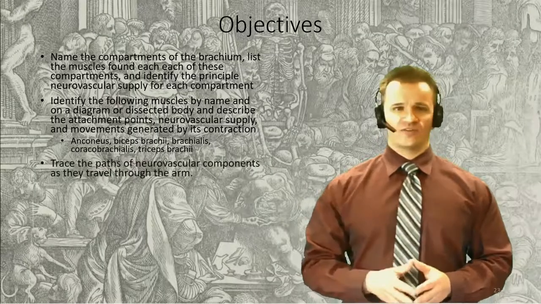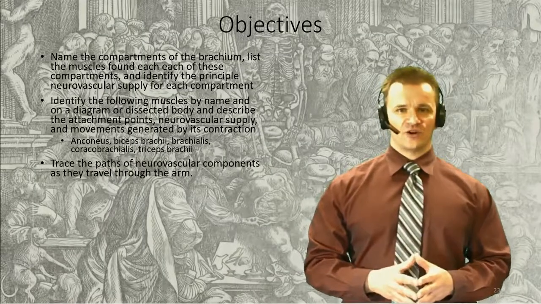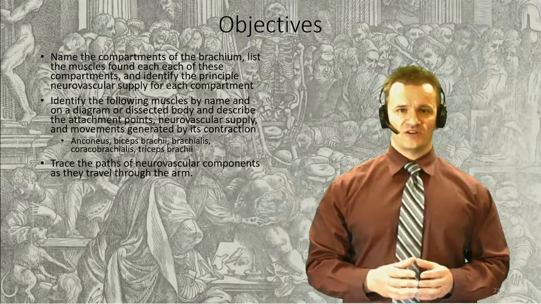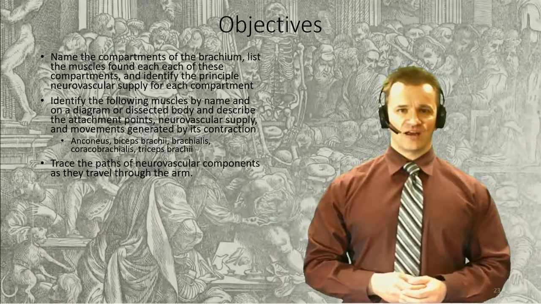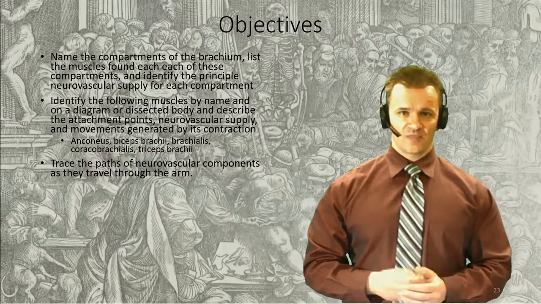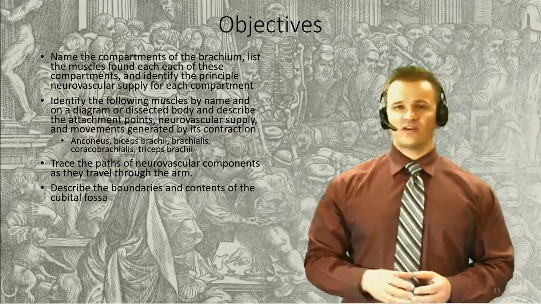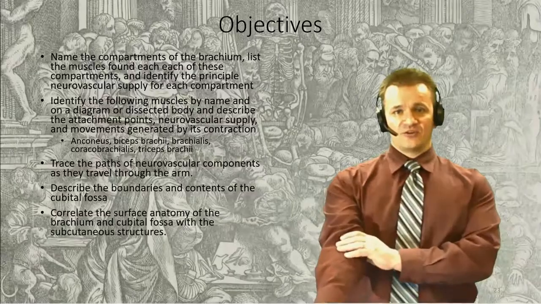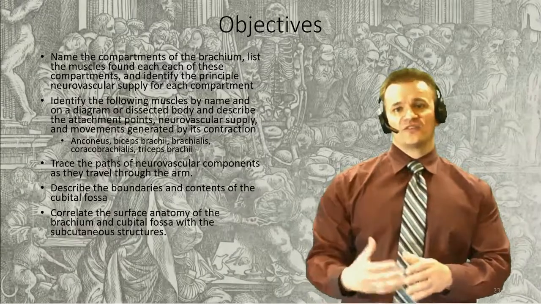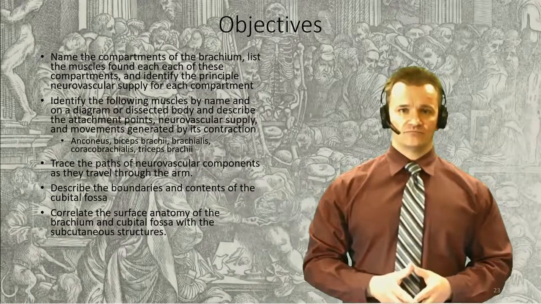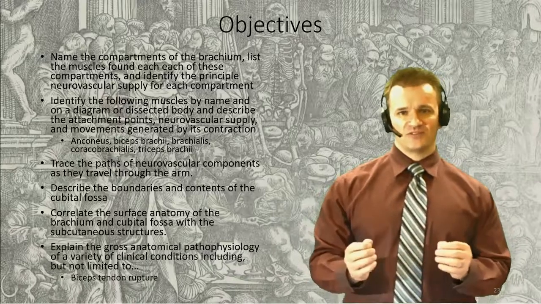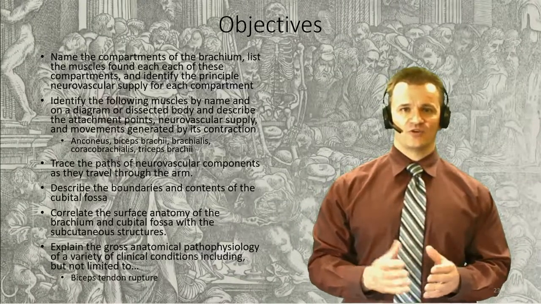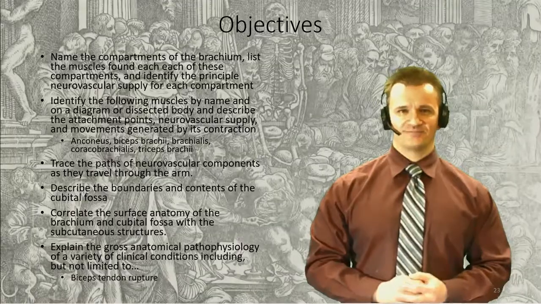We're also going to discuss the course of neurovascular structures that run through the brachial region and highlight the importance of collateral circulation in this region. Finally, we're going to take a look at the components of the cubital fossa, which is the anterior side of the elbow, and the surface anatomy of this region as a whole. And of course, peppered through the lesson will be a good number of clinical correlations, just for good measure.